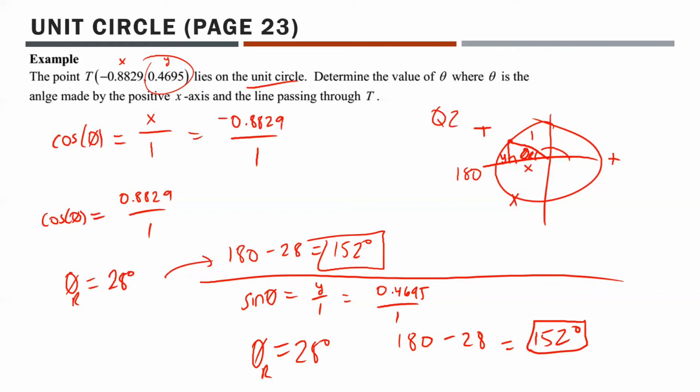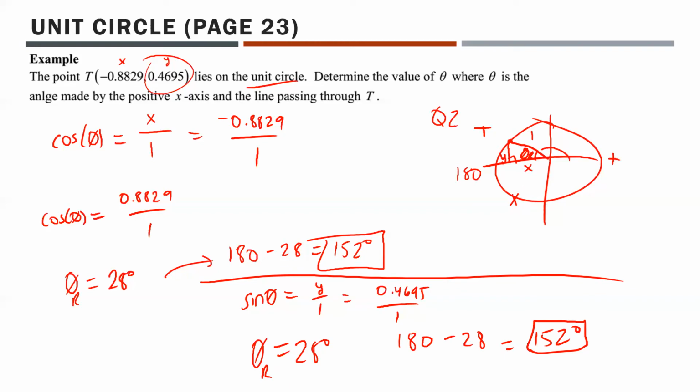I think if you use inverse cos on this negative number, it might actually give you 152 degrees directly, which is great, and that works, and that's a good final answer. But you just got to be mindful that there might be a different answer if you were somewhere else, right?